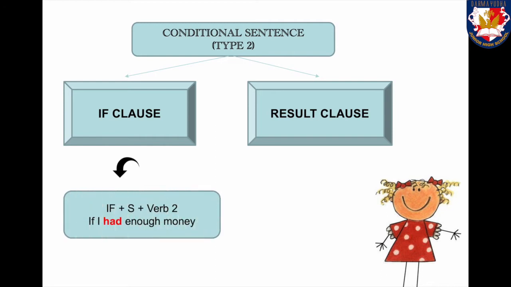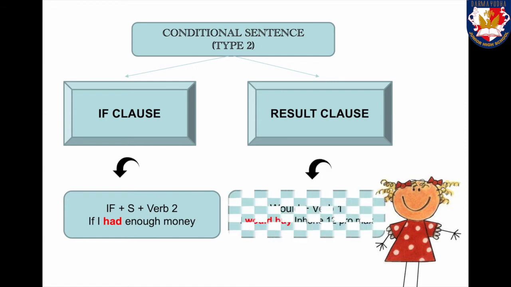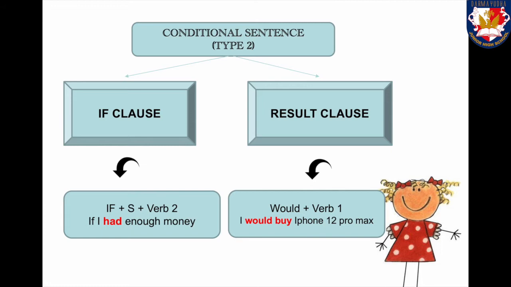In the if clause, we will use verb 2. As the example, if I had enough money. Remember, had is the verb 2 of have and has. While in the result clause, we will be using would plus verb 1. Remember, the if clause uses verb 2, while the result clause uses would plus verb 1.